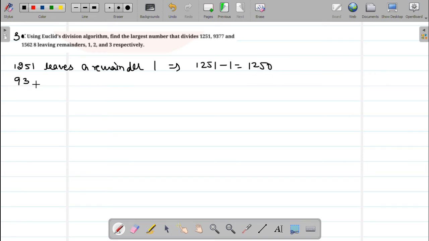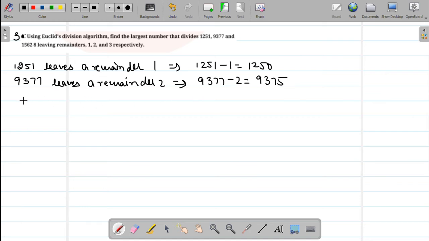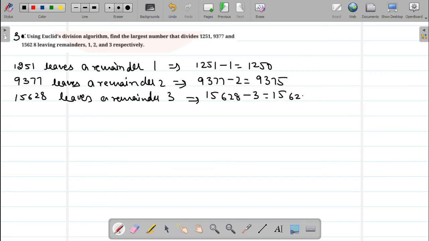Then 9377 leaves a remainder of 2. So this implies 9377 minus 2, 9375 is the second one, and 15628 leaves a remainder of 3. So this implies 15628 minus 3 is equal to 15625.